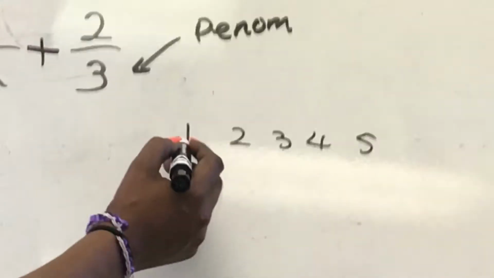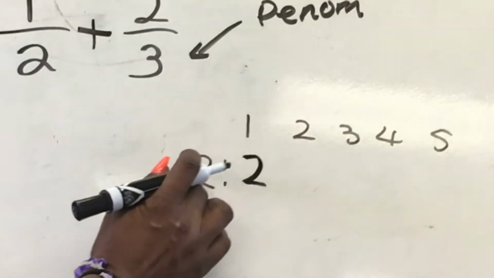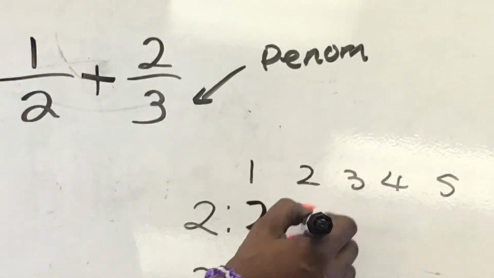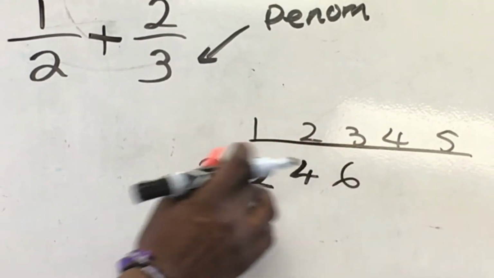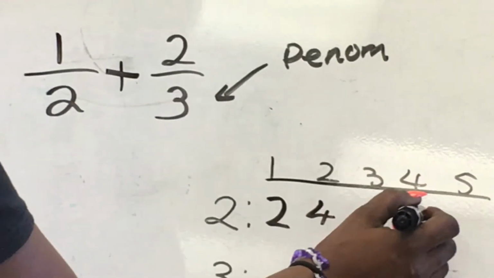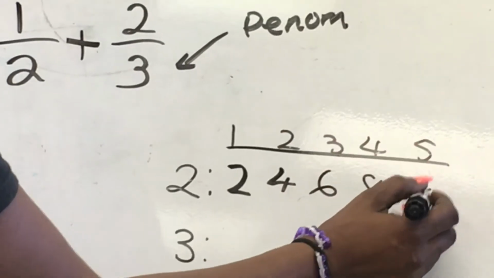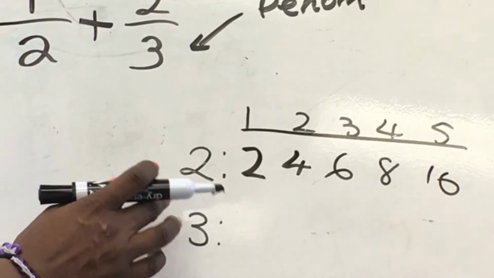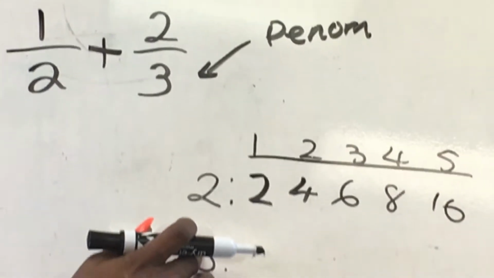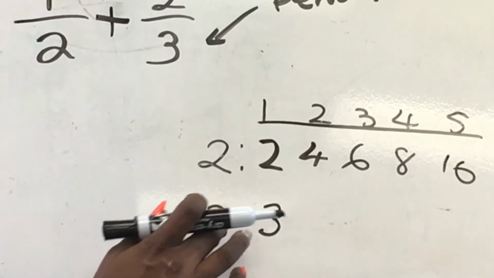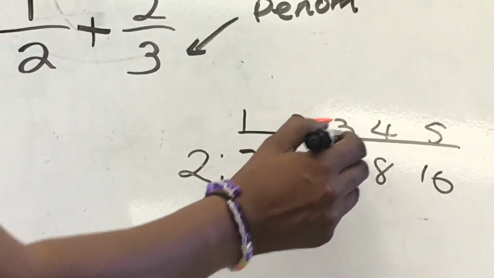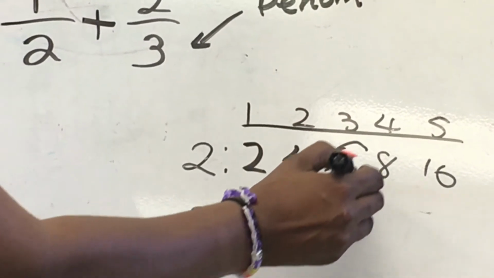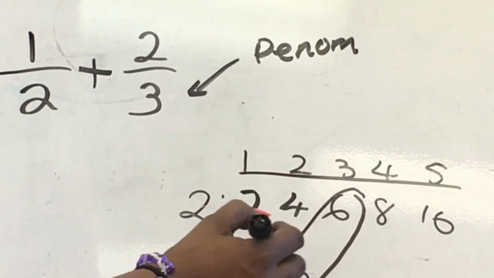Let's try. 2 times 1 is 2. 2 times 2 is 4. 2 times 3 is 6. 2 times 4 is 8. 2 times 5 is 10. We'll stop there. Now the 3 times table. 3 times 1 is 3. 3 times 2 is 6. Bing, bing, bing. Stop right there. We've got a common multiple. These are what's in common with each other.